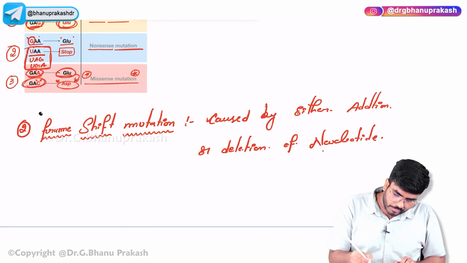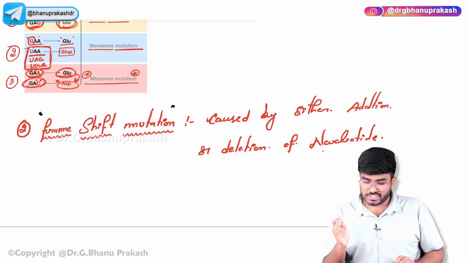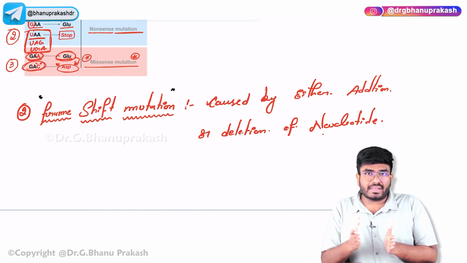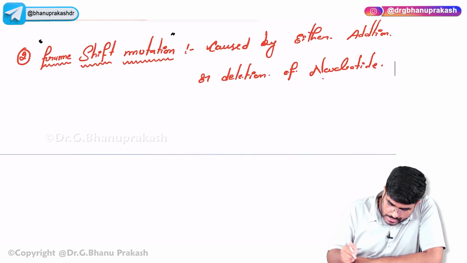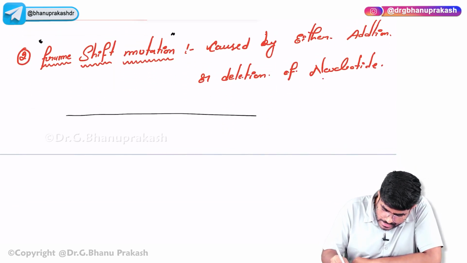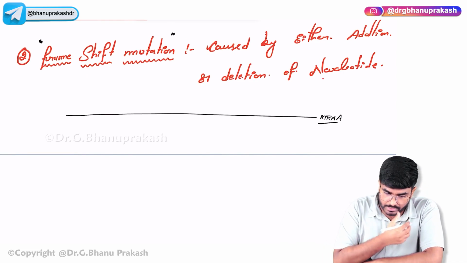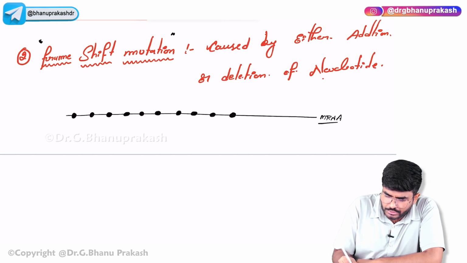The next type of mutation that I am going to discuss here is frame shift mutation. So, what exactly is this frame shift? There is something called a reading frame. For example, let me put it this way. This is the mRNA. In this mRNA, these are all the codons. Nucleotides, I should say, these are the nucleotides.